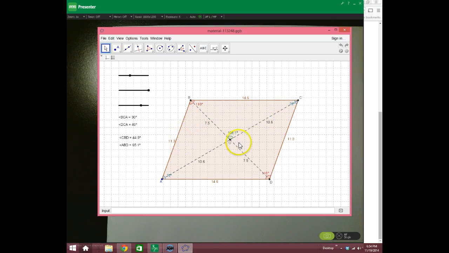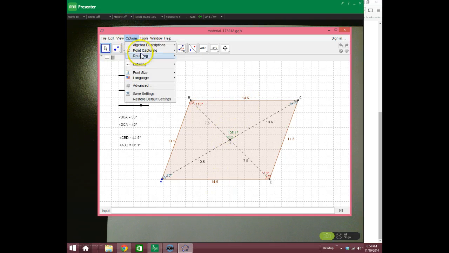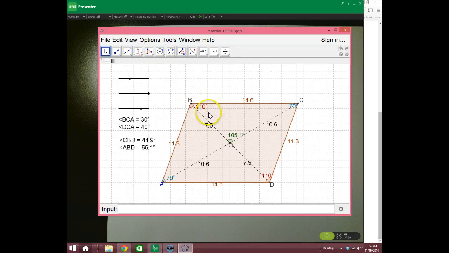Now if you look, the first theorem is opposite sides are congruent. You can hopefully see the numbers here. Let's change the font size, I don't know, 24. There we go, everything's a little bigger now. So the side lengths here are 11.3 and 14.6. That's the first property. Second property, opposite angles are congruent. So 110, 110, 70, and 70.